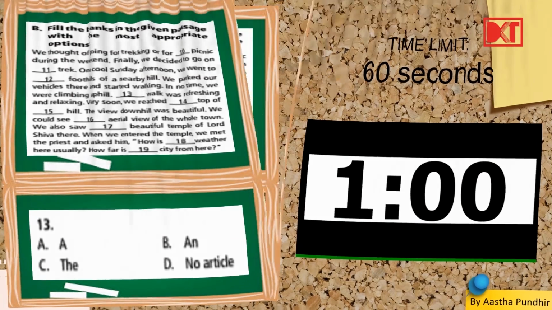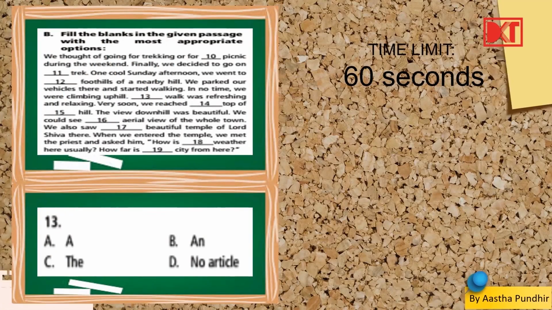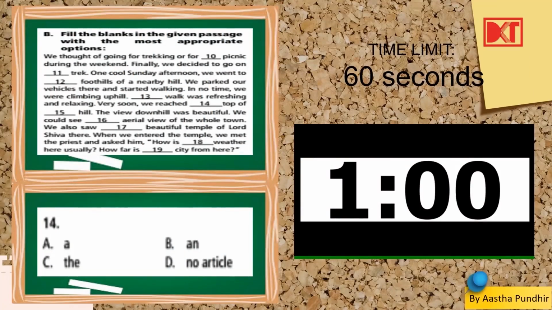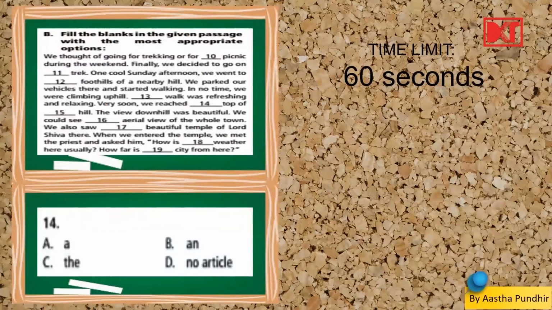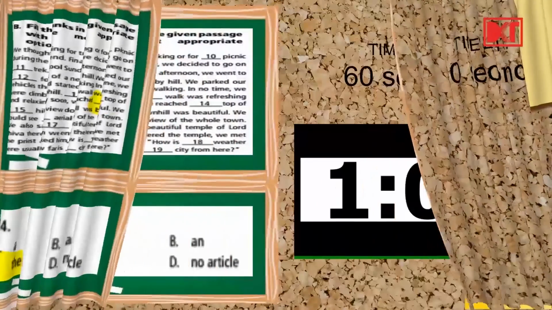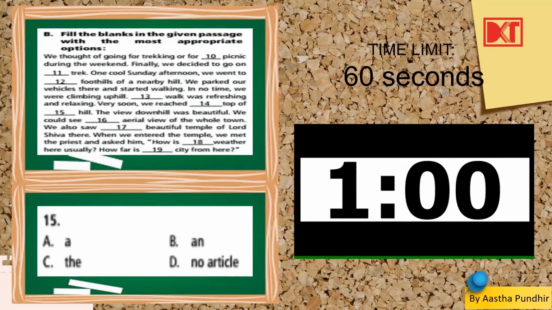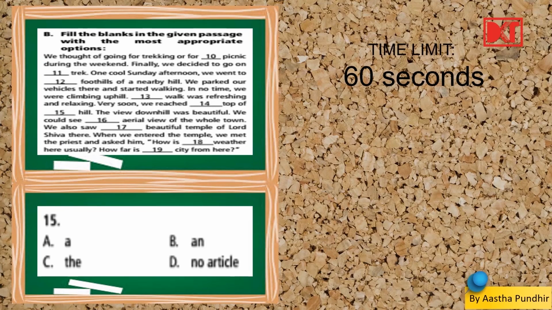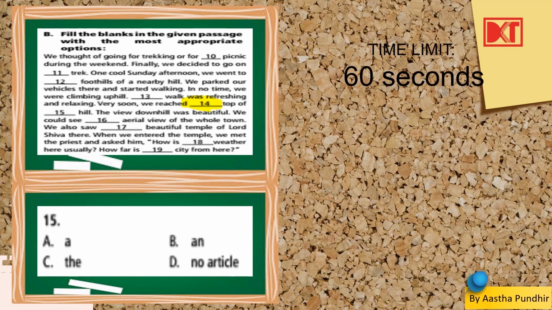Then we have: dash walk was refreshing and relaxing. Here we are talking about a particular walk, which is why we refer to the definite article. The walk was refreshing and relaxing. Then we say: very soon we reached dash top of dash hill. There is going to be only one particular top, right? So we reached the top of the hill, again the specific hill.